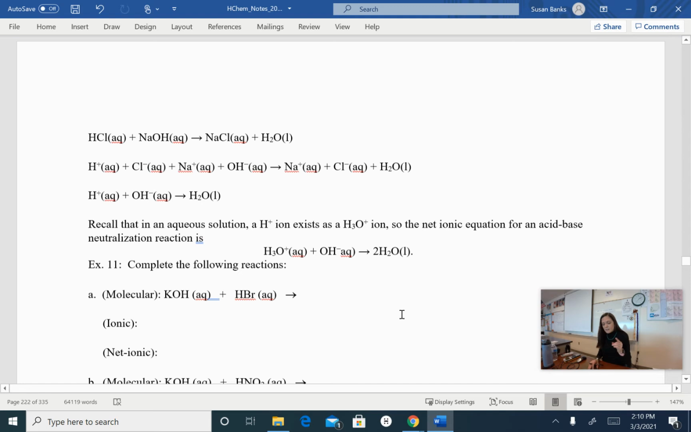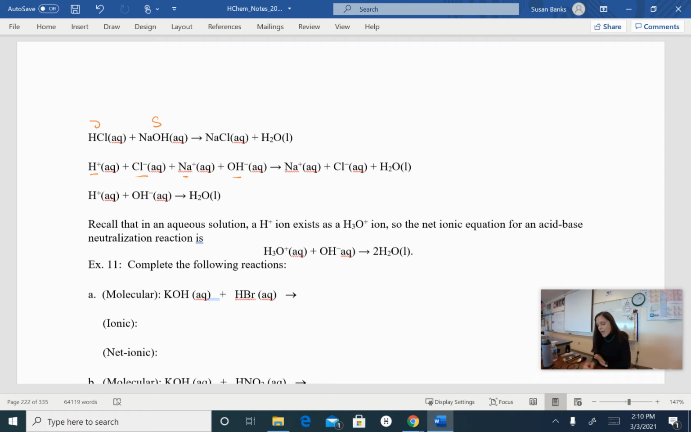If I have hydrochloric acid here, which is a strong acid, it means it dissociates 100%. So I'm going to have hydrogen and chloride ions in solution because it ionizes and dissociates 100%. I have sodium hydroxide, which is also a very strong base. It's also going to ionize or dissociate 100%.